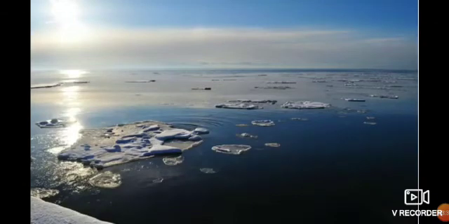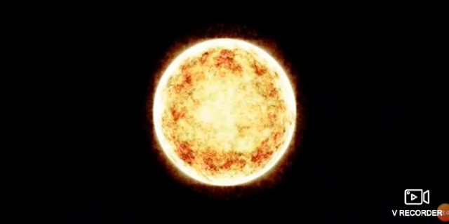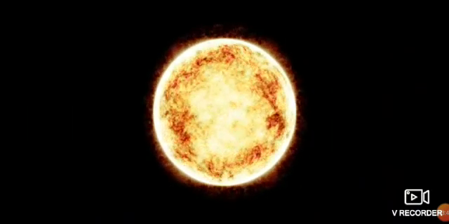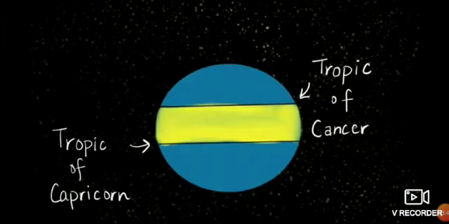Some places are very frozen because there are no sun rays at all, and that zone we call the frigid zone. So the Tropic of Cancer and Tropic of Capricorn divisions on the globe represent the difference. That's all for today.